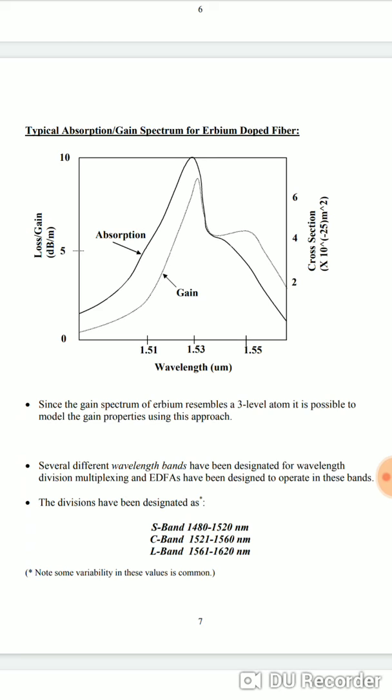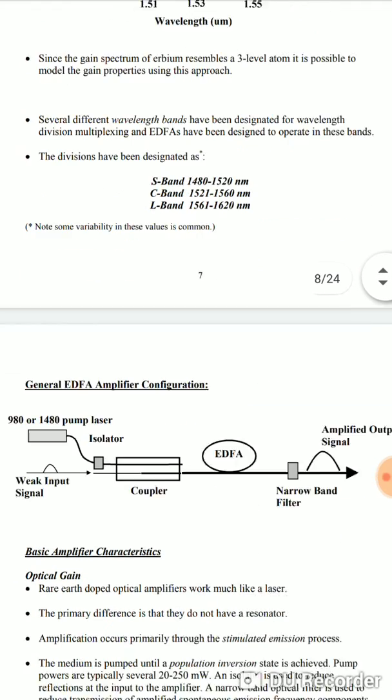S band having the wavelength range as 1480 to 1520 nanometer, C band as 1521 to 1560 nanometer, L band 1561 to 1620 nanometer. So basically in this diagram, the relation between the loss gain versus wavelength is shown. Up to a particular wavelength, as the wavelength is increasing, loss and absorption also increase, and after that particular wavelength, with increase in the wavelength, the absorption or gain decreases. In that way the graph can be summarized.